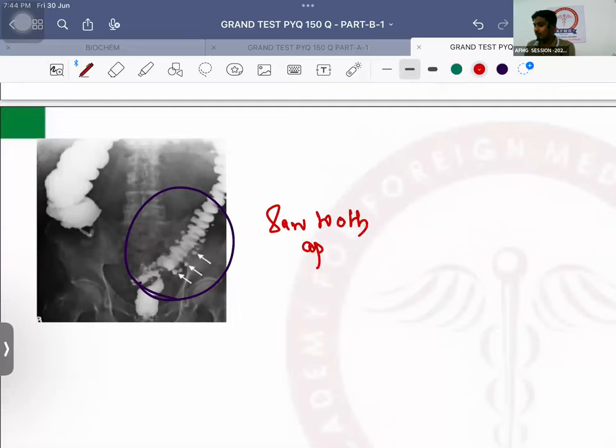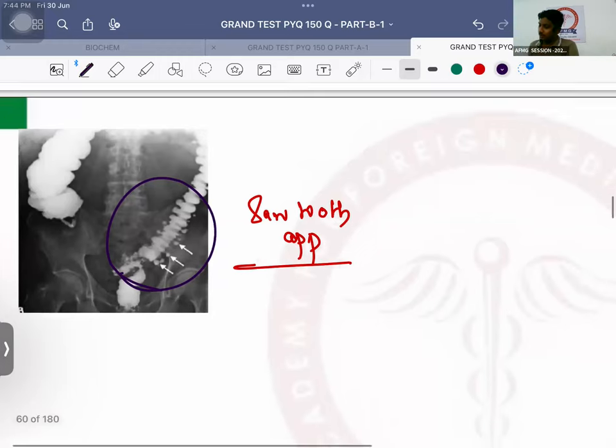Sawtooth appearance on barium enema is a classical feature of diverticulosis of colon. More common in which age group? Elderly patient. Single diverticula or multiple? Multiple diverticula will be there. Okay, treatment will be resection and anastomosis. Please remember this.